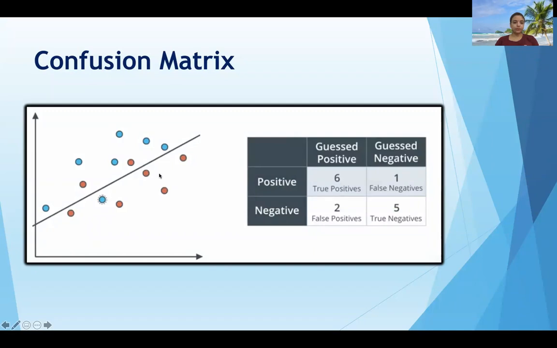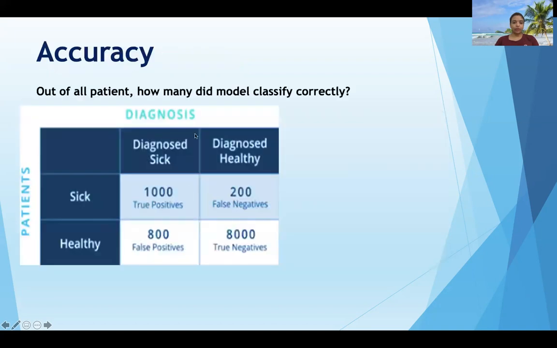This negative point is placed in the positive region, so this is the false positive case and its count is 2. This red negative point is placed in the negative region and its count is 5, so this is a true negative case. Now we will look at the metric that will help to find out how good the model is.